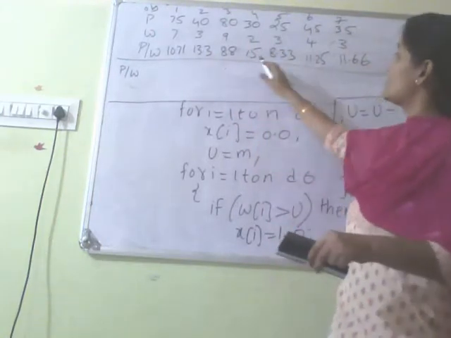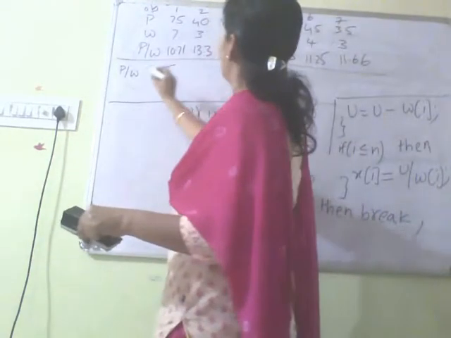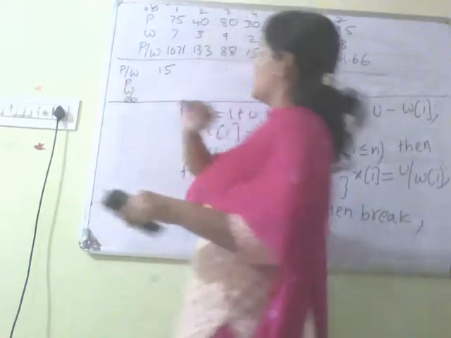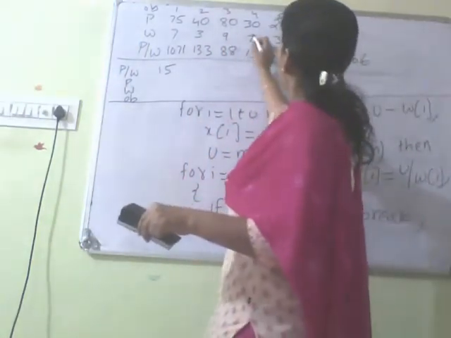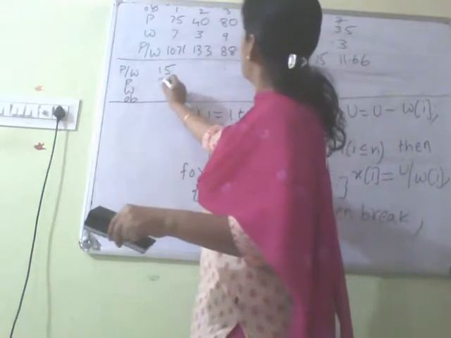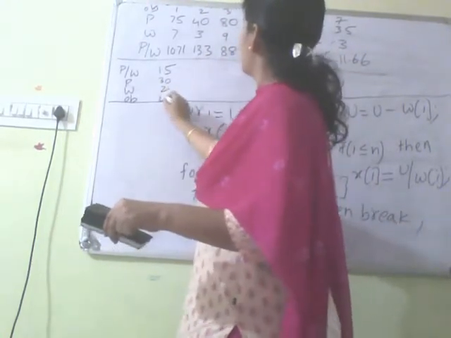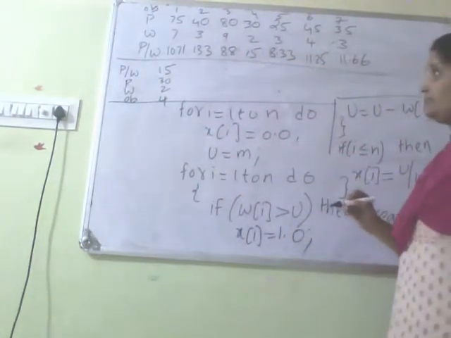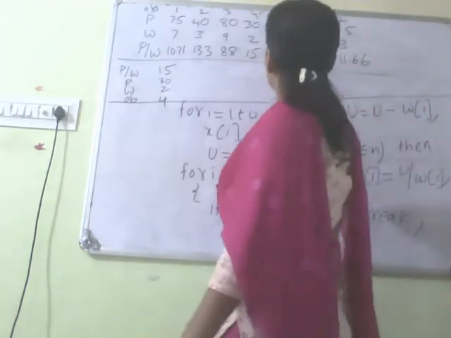In this, 15 is the maximum, so I'll write 15 here. And I'll write the profit, the weight, and the object also. What is the profit for 15? The profit for 15 is 30, the weight is 2, and the object is 4. Now similarly the other one. So object 4 we have completed.